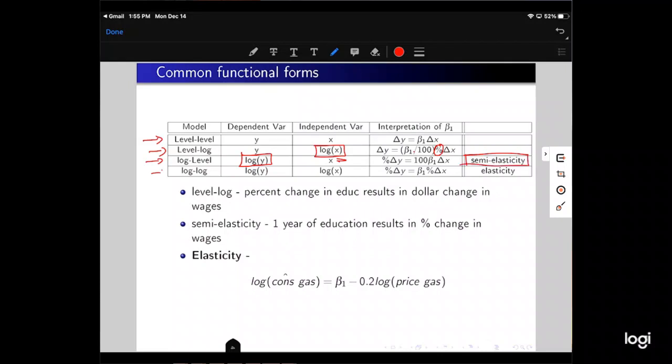And then we have log, final one. This is a log y and log x. So this is a 1% change in x causes a beta 1% change in y. This is nice because this is actually an elasticity, and we can use it to estimate demand elasticities or supply elasticities.